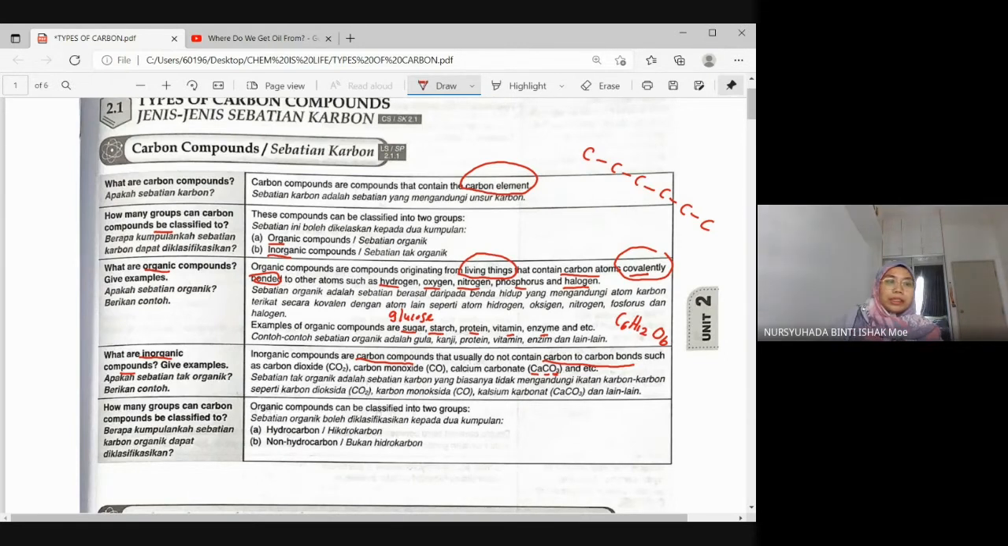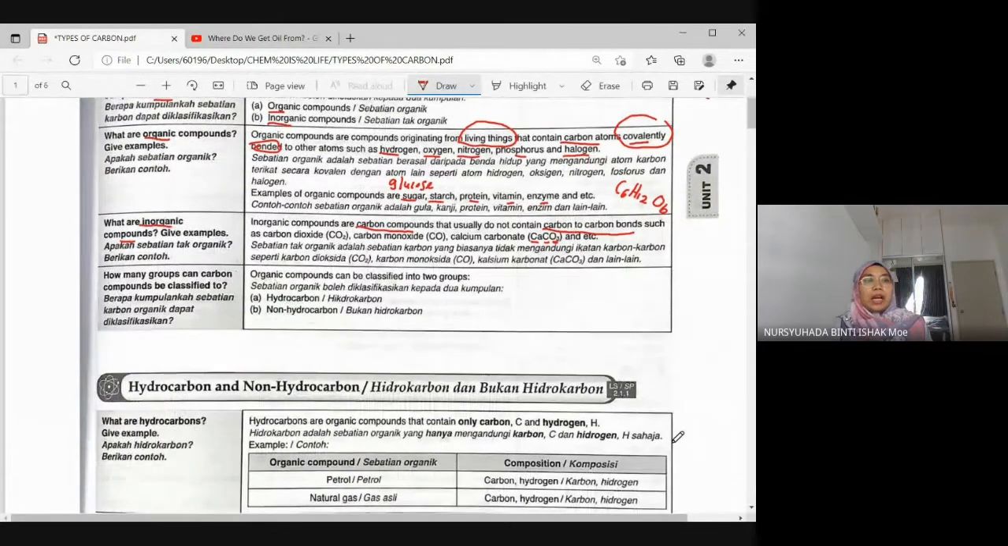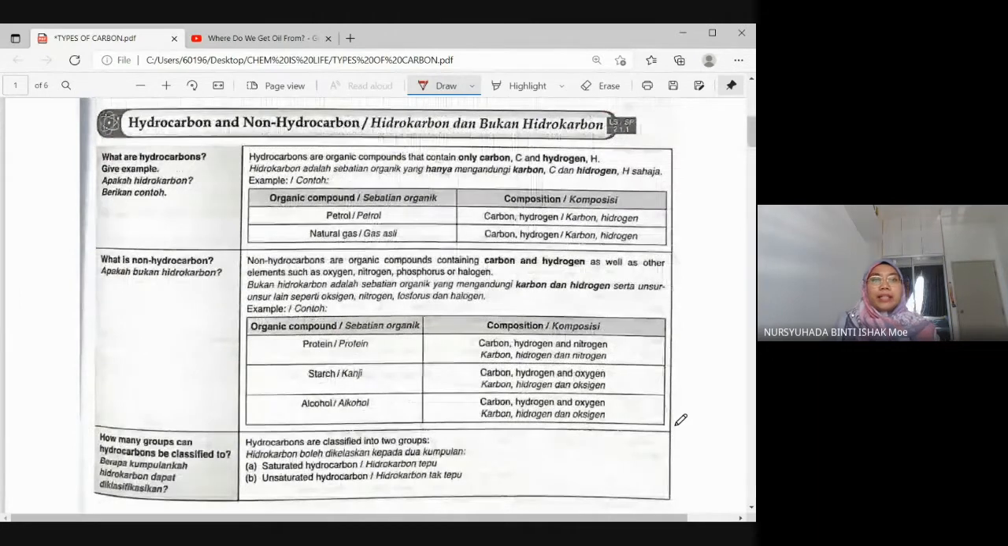Okay, now kita pergi kepada seterusnya. Okay, now how to classify carbon compound? Okay, organic compound. How to classify organic compound? Organic compound ni, kita boleh classify dia into 2 groups. Okay, tadi carbon compound 2, organic dengan inorganic. Organic compound pula, we can classify into hydrocarbon and non-hydrocarbon. So now, look what is the differences between hydrocarbon and non-hydrocarbon.